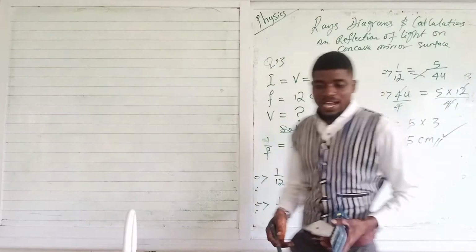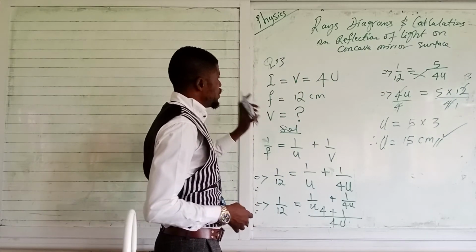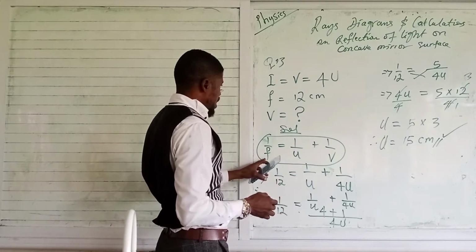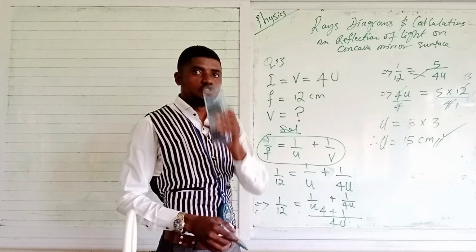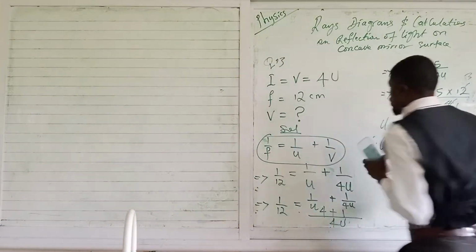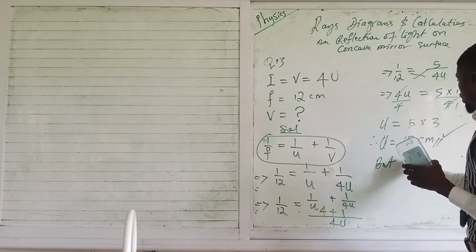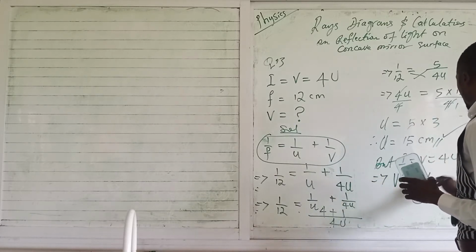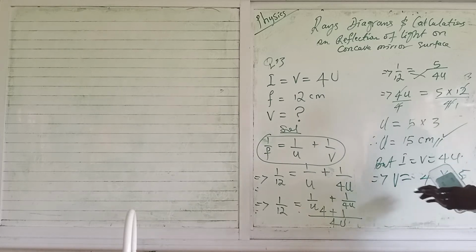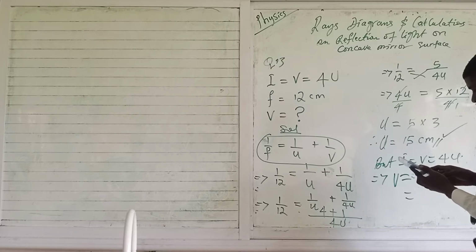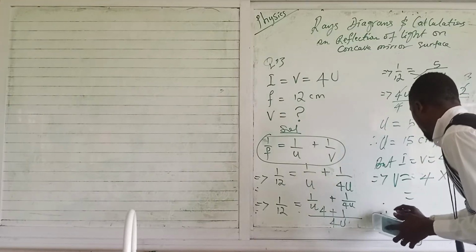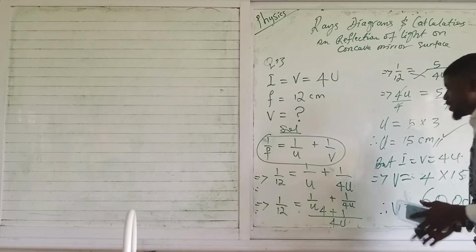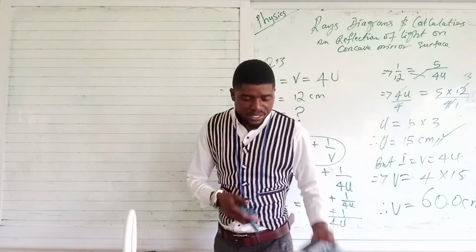As simple as that. But they say we should find v. v is not given. You may go back to the equation and put in the value of u and the value of f, and then find v, but that is the long route. The short way is to come back to this equation. v is equal to 4u, so the image distance v is 4 times 15, that will give us 60. Therefore, v is 60.0 cm. As simple as ABC.